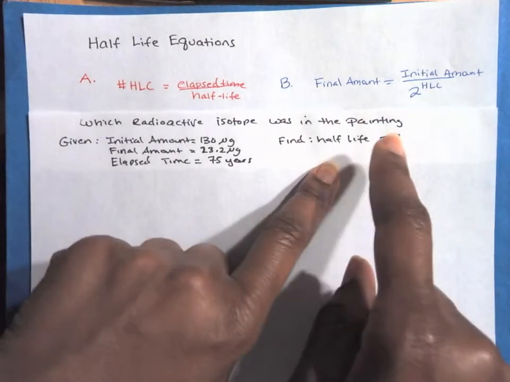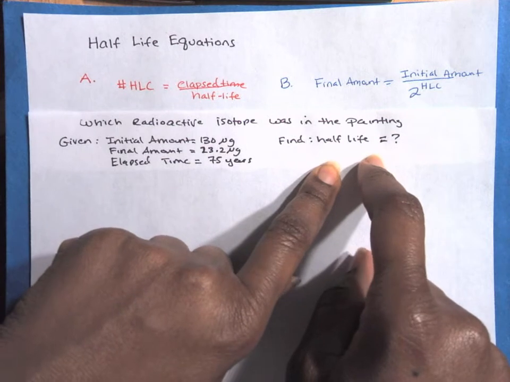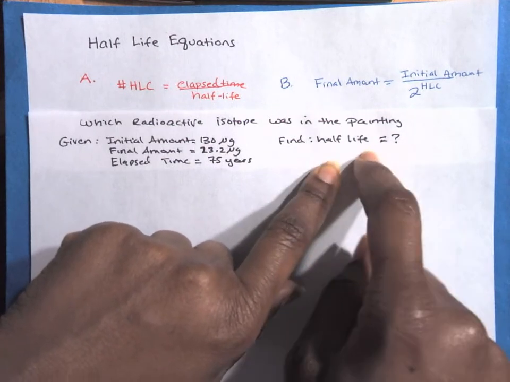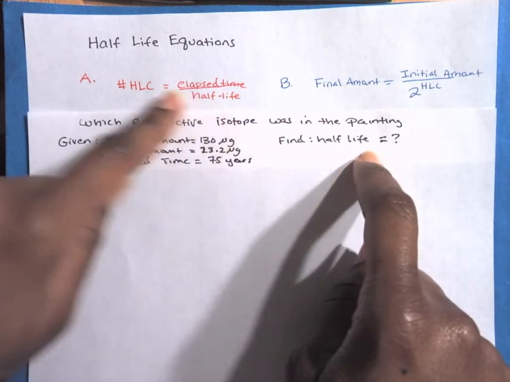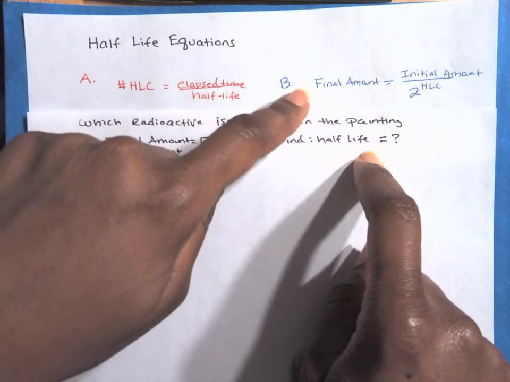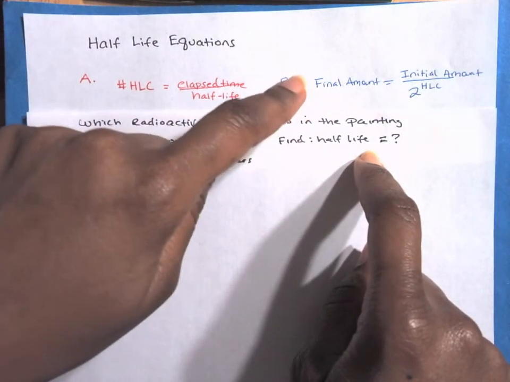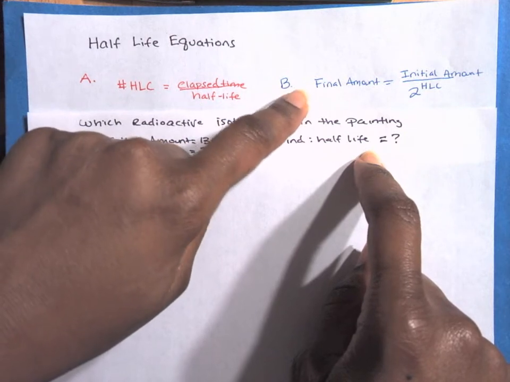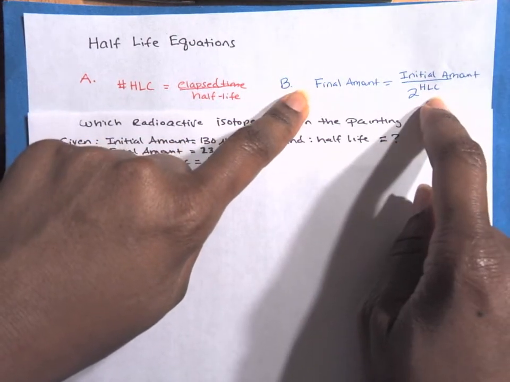Our find tells us not the equation we'll use first, but the one we'll use second. Since I'm asked to find the half-life, the equation I'm going to use last will be equation A. That means the first equation I'm going to use is equation B. Whatever equation you use first is the one you use to find your number of half-life cycles.